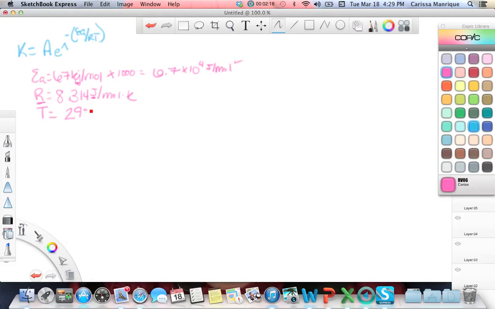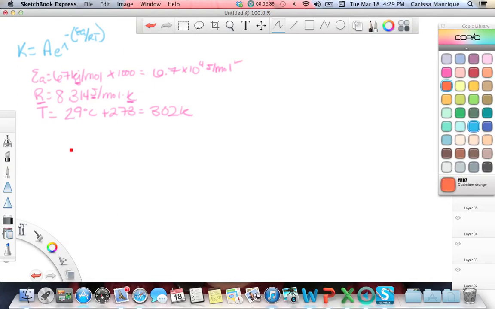And then this needs to be in Kelvin. Right now it's in degrees Celsius, so we need to convert this to Kelvin because R sets all the units. So we're going to add 273 to this. We should get 302 Kelvin. Okay, now let's plug everything into our formula here.